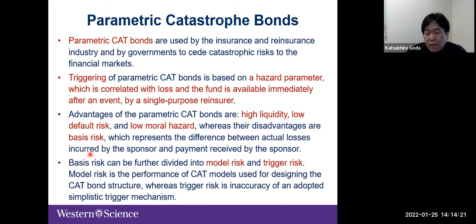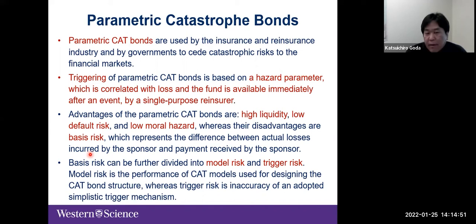On the other hand, the advantage of this cat bond would be a highly liquid kind of asset and also low default risk because the funds are already deposited at some other location, and then low moral hazard because once the rule for the triggering of this bond is agreed, there's not much bad behavior that can happen. So there are pros and cons.